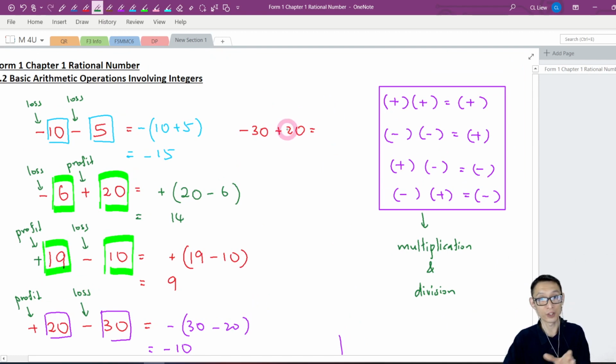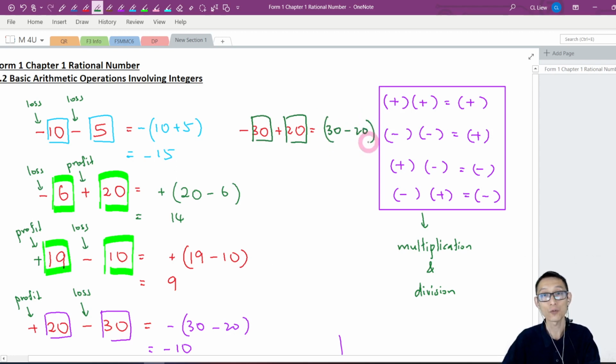Okay, different sign, right? Negative and positive. Different sign, find their difference. Look at these two numbers. Which one is larger? 30 is larger. Take 30 minus 20. And then follow the sign of the larger number. The larger number is here, right? The sign for it is negative. So your final answer will be negative 10. Okay, so don't get confused with this one. This is for multiplication and division.